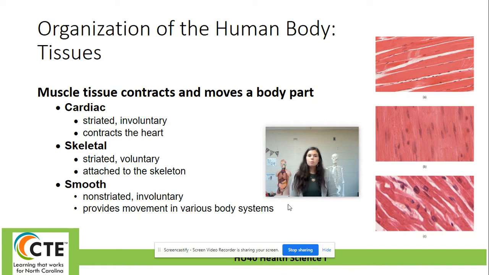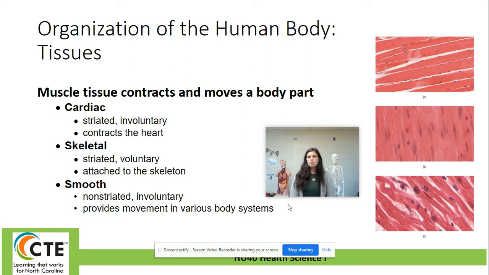Then you have your smooth muscle tissue. Now, smooth muscle tissue is non-striated, meaning it does not have stripes in it. It is involuntary, meaning that it again works on its own. We do not have to tell it to do so. And it provides movements to various body systems or organ systems.